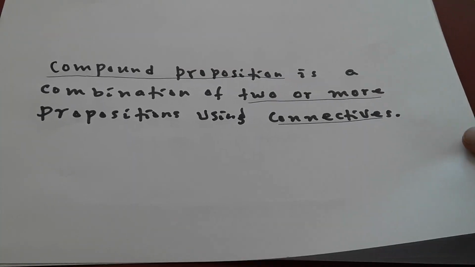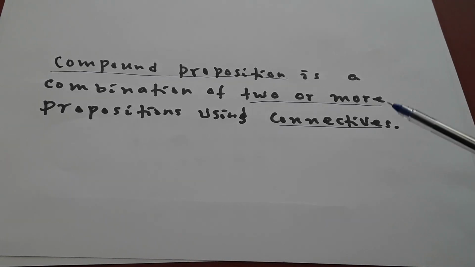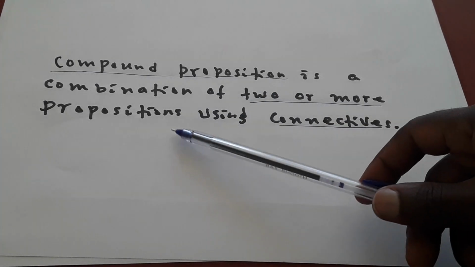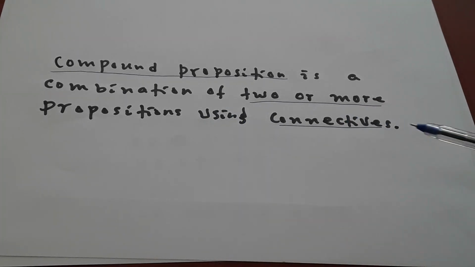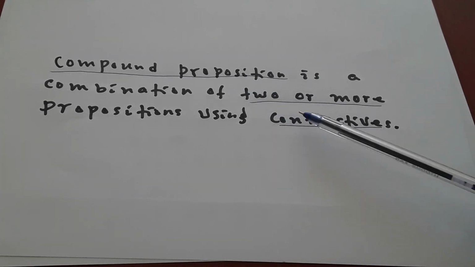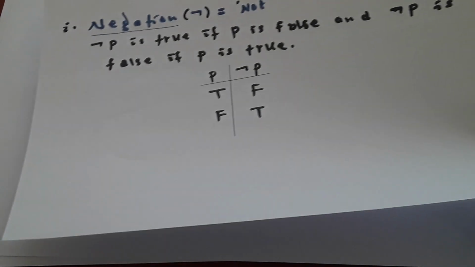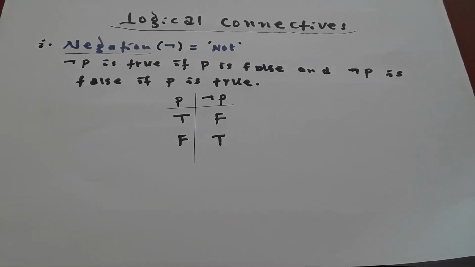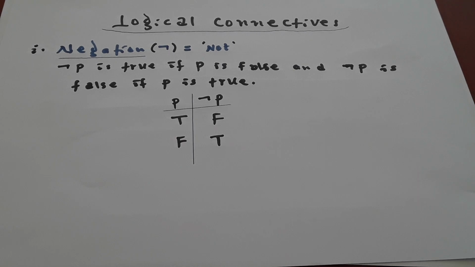We proceed with compound propositions. A compound proposition is a combination of two or more propositions using connectives. Using logical connectives, which is very interesting, we can formulate a compound proposition from two or more propositions. We have various logical connectives, but we focus solely on the basic logical connectives here.